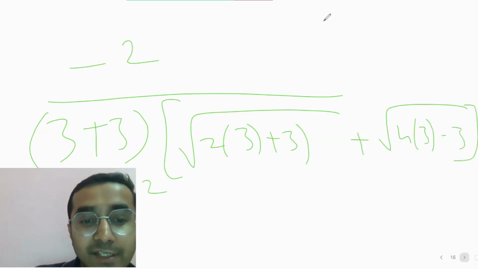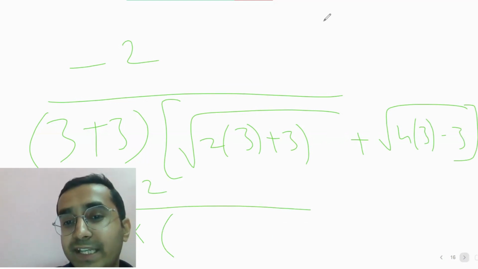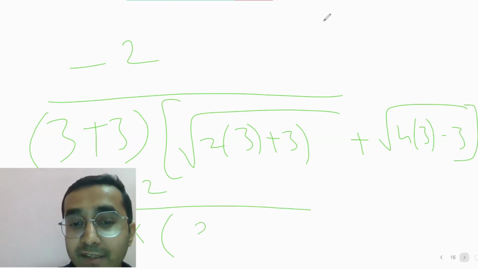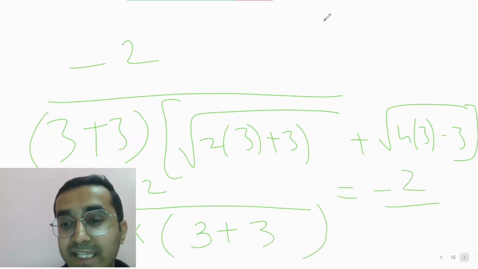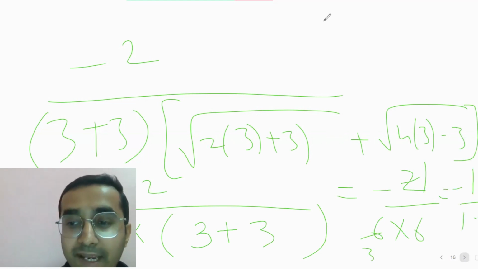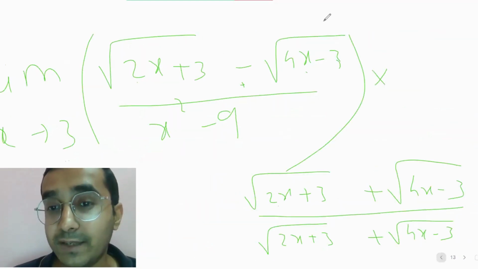So it will be minus 2 upon 3 plus 3, which is 6, multiplied by 2 into 3 is 6, 6 plus 3 is 9. So root of 9 is 3, plus again this is 9, this is 3. So it will be negative 2 upon 6 into 6. Two ones are 2, two threes are 6. So the answer is negative 1 by 18. So the limit of this function is negative 1 by 18.